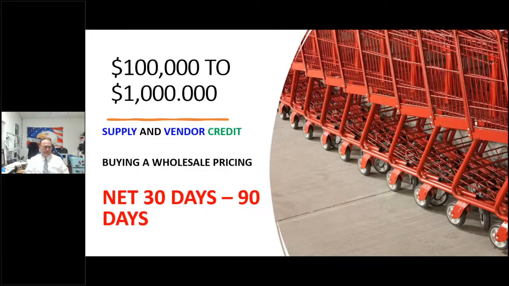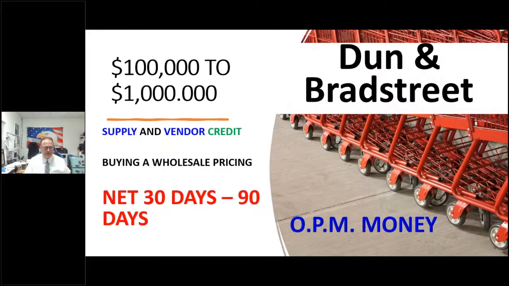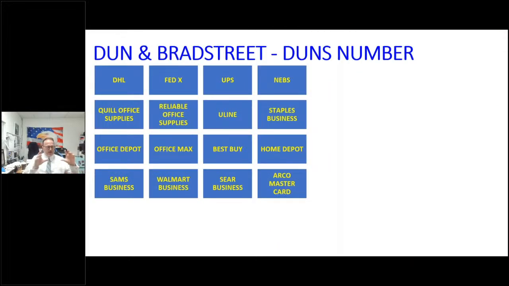But I understand. Let's say today we want to sell widgets, computers, or things like that. Well, we're going to look at OPM money. We're going to get up to $1 million of supply and vendor credit using Dun & Bradstreet. And then what are we going to do next? Simple. If we got ourselves in debt, we're going to use supply credit to cash credit to balance the debt so we can get some more.